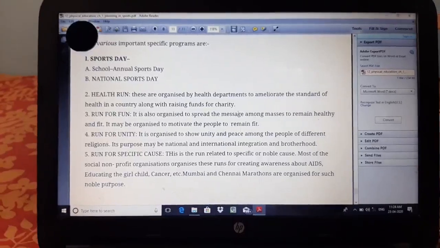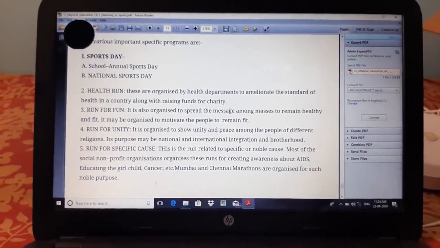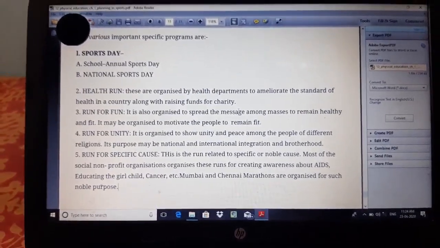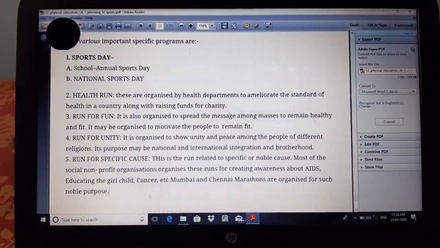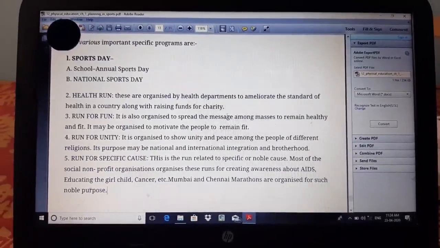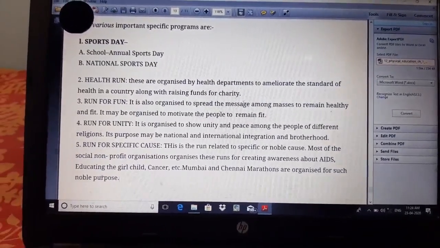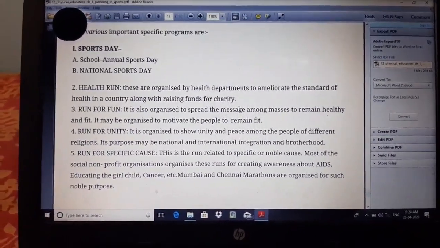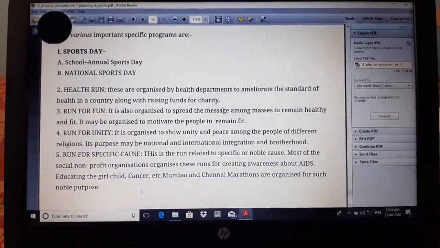Tomorrow we'll be having the practical class for this chapter because it is very important. So please be ready at 11:30 with a pen and a notebook, because you have to note down everything, and I'll give you homework also based on this, so you have to do it. Okay, thank you.